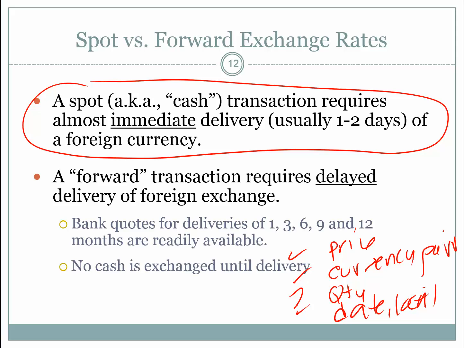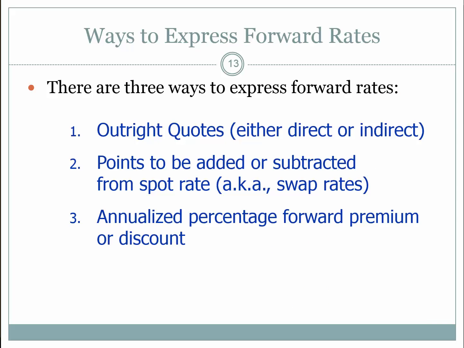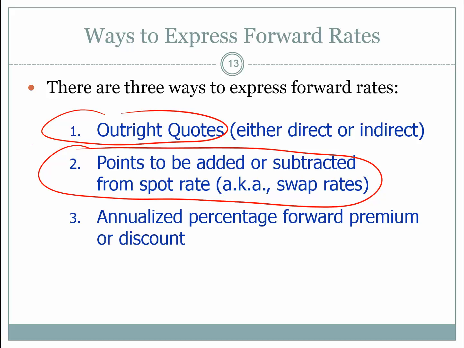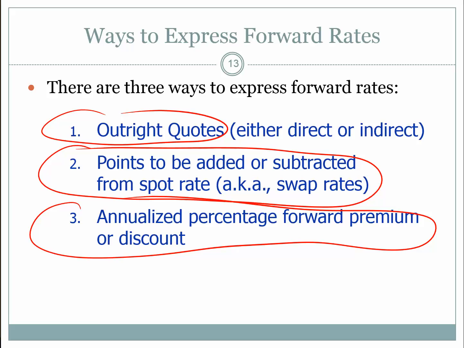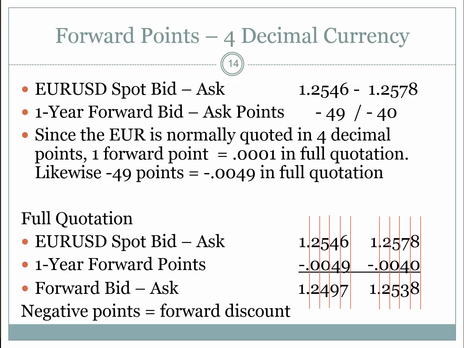You sign a contract today, no money changes hands, and then at that delivery month, say 9 months from now, if I have a contract where I'm required to buy euros, I have to go there, bring my dollars, and take my euros with me. Or it's settled electronically. Now there's 3 ways you can quote a forward price. You can either give an outright quote, give points to add or subtract to a spot price, called swap rates, or an annualized forward premium or discount. So let's talk about outright quotes and forward points or swap rates.